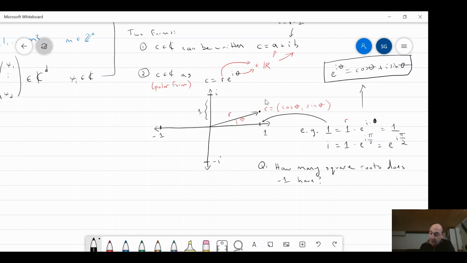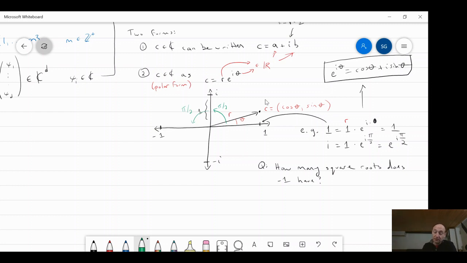Well, what did we say? We said that i here is a rotation of pi over 2. And by definition, if you square that, if you do it twice, then you get -1. So i squared is -1, as expected.